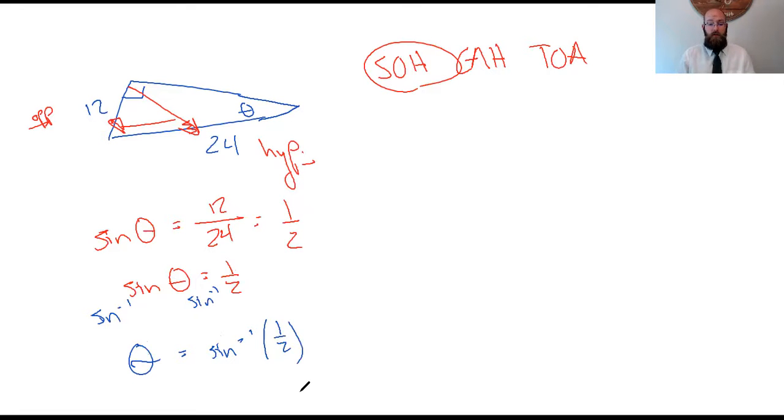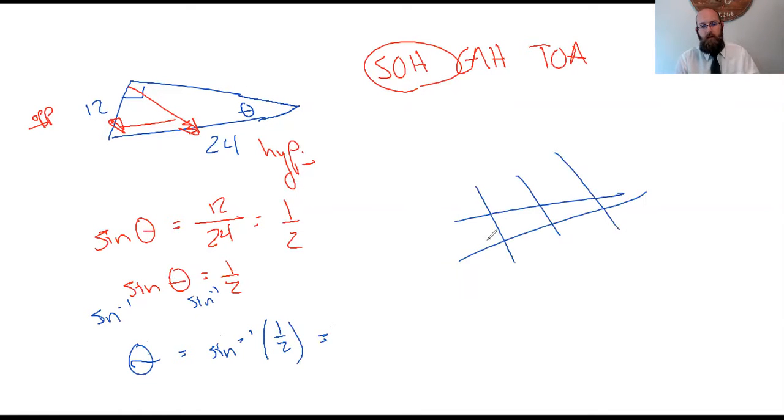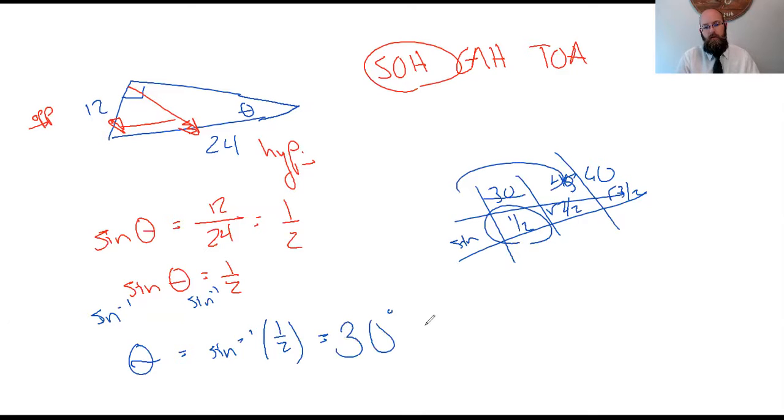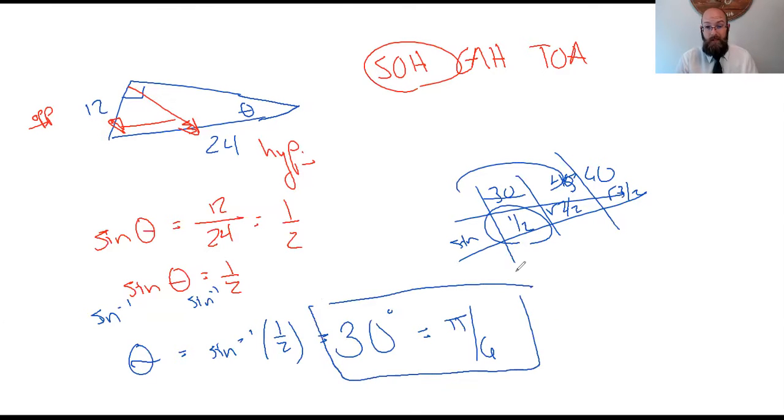Well, what angle is going to get me a 1/2 ratio? That is going to be, if we remember our little chart, right? Sine of 30, 45, 60. We have 1/2, square root of 2 over 2, and then square root of 3 over 2. That's the 1/2, so it is 30 degrees. Remember, that is equivalent to pi over 6 radians. So my answer here is going to be 30 degrees or pi over 6.